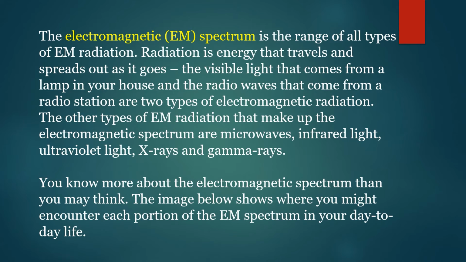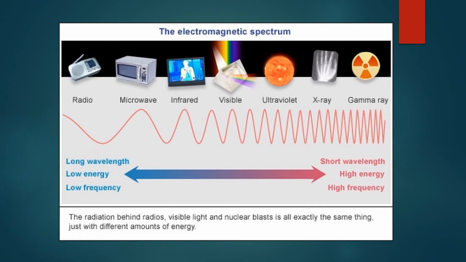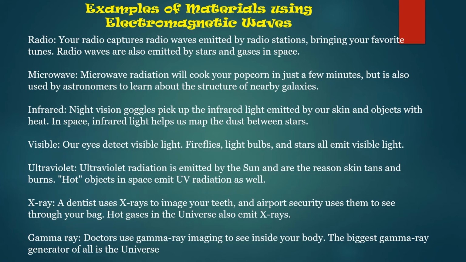The image below shows where you might encounter each portion of the EM spectrum in your day-to-day life. The previous image shows examples of materials using electromagnetic waves, such as the radio, microwave, infrared, visible light, ultraviolet radiation, X-ray, and gamma ray. Your radio captures radio waves emitted by radio stations, bringing you your favorite tunes. Radio waves are also emitted by stars and gases in space.